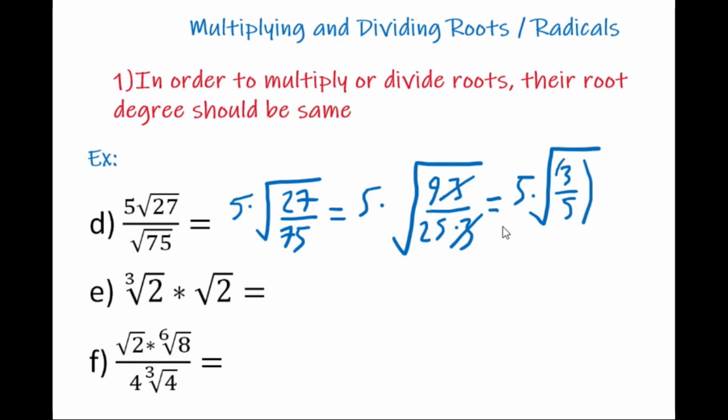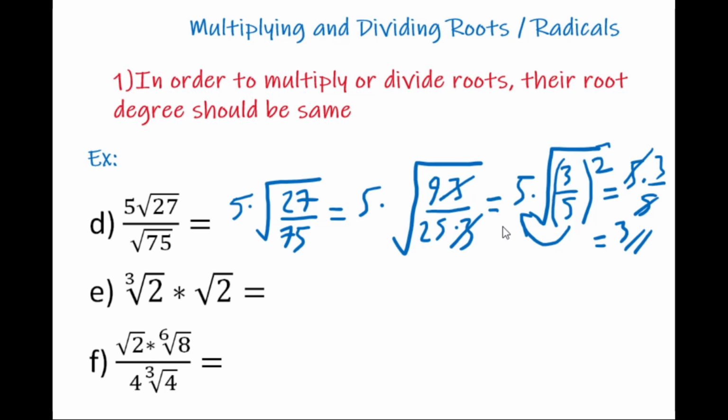This number, 9 divided by 25, can be written as 3 divided by 5 to the power of 2. And from here, as you can see, this fraction can go outside easily because it has 2 as a power. Once you do this, you're going to have 5 times 3 divided by 5, and the 5s are gone, and the leftover is 3. So the final answer is 3 in this case.